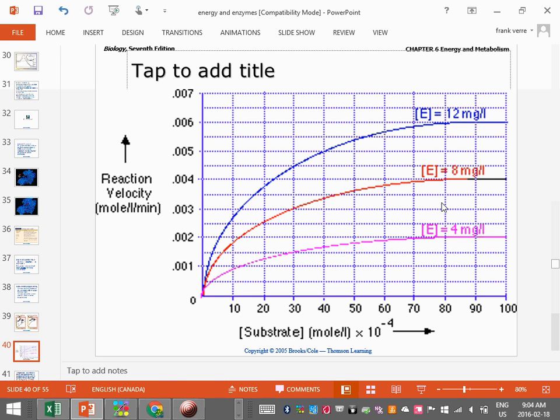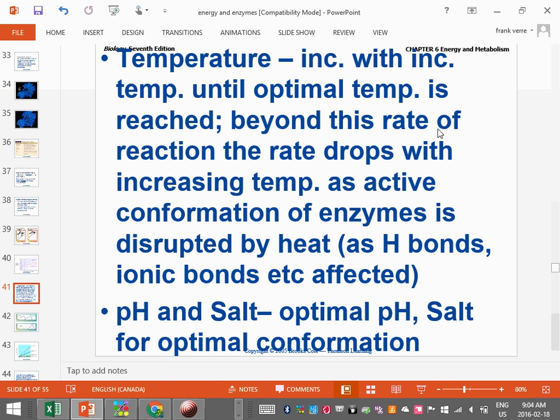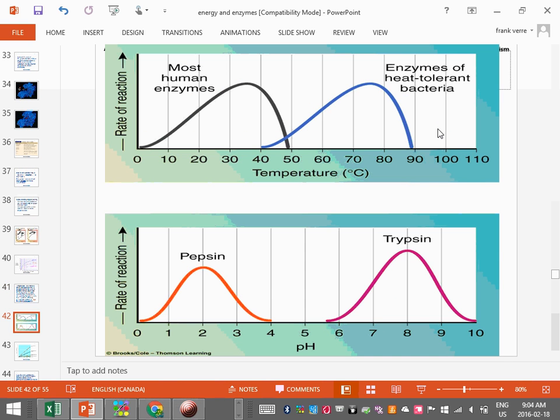We could increase the substrates, and at some point, you just can't go any faster. But if we add more enzymes, then what happens? The rate goes up. Because we have more things working on the substrate. So one thing to consider is, when you're measuring the reaction rate, the amount of enzymes, the amount of the substrate. Other things, temperature.